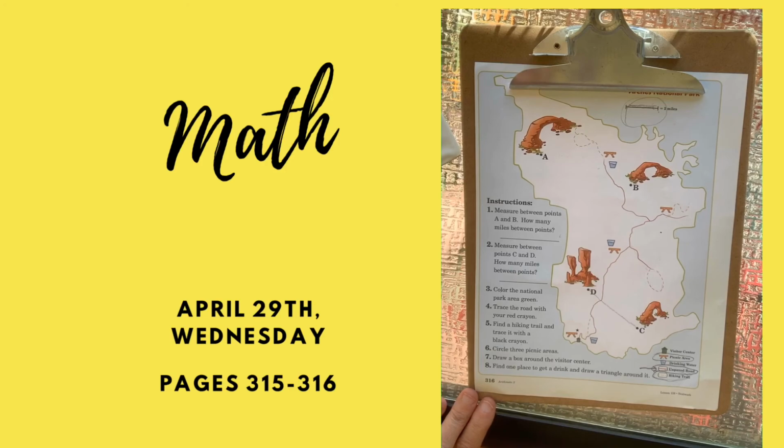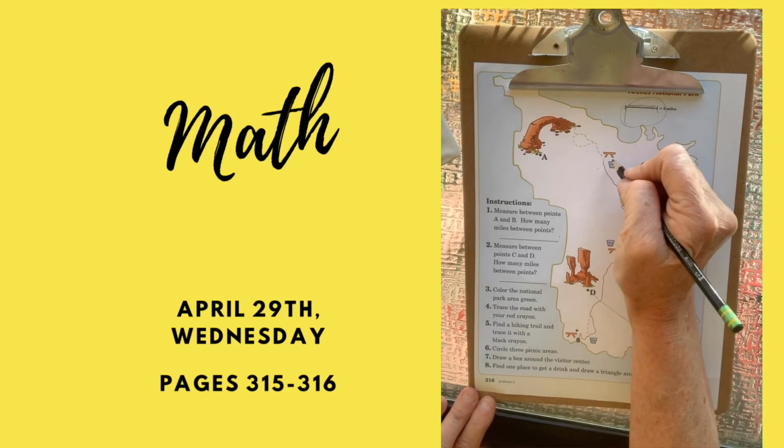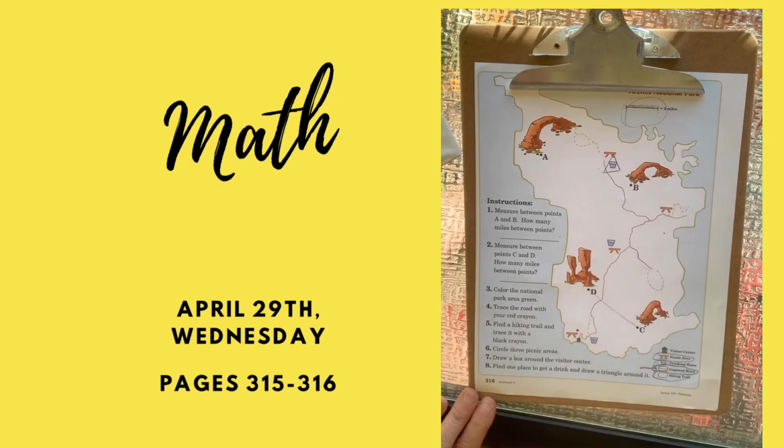And then you have to find a place to get a drink. It shows you here where the drinking water is. Okay, and you're going to put a triangle around that. Like this. Just gave you one answer. All right, guys, have fun.